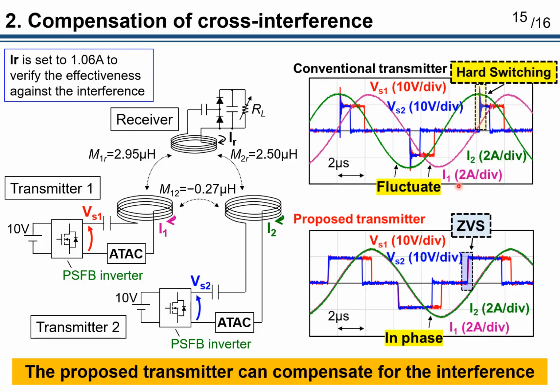In the conventional transmitter, due to the cross-interference, each current phase fluctuates. Furthermore, in this experimental condition, each inverter operates under the hard switching condition. However, in the proposed transmitter, each inverter achieves the ZVS and each current is controlled to be in phase. Therefore, the proposed transmitter can compensate for the cross-interference among transmitters.